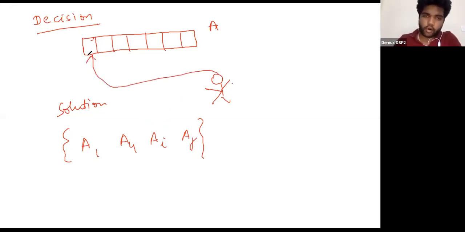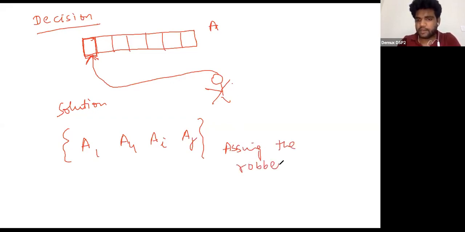assuming the robber always robs the 0th house, what is the total amount of money he can make? So the decision is that assuming the robber robs the 0th house, what is the total amount of money that he can make? That's basically the question.